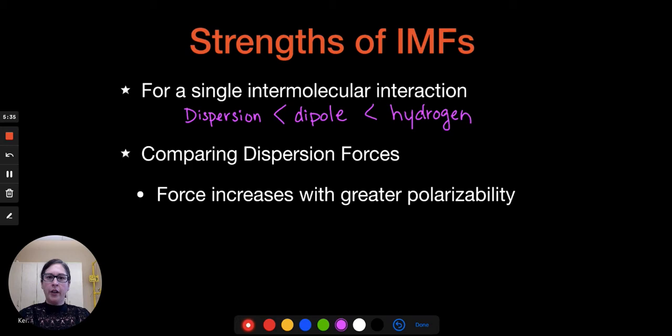So if we're comparing dispersion forces, we're going to see that force is going to increase with what we call greater polarizability. Okay, what can cause greater polarizability? Polarizability is basically a greater net shift or distribution of electrons. So things that have more electrons are going to have greater polarizability. So more electrons, greater polarizability.